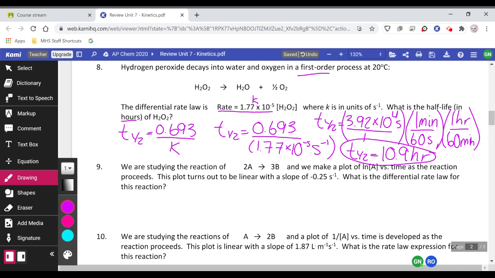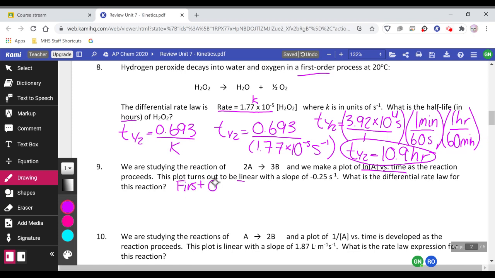Okay, number 9, we're studying the reaction 2A yields 3B, and we make a plot of the natural log of concentration of A versus time as the reaction proceeds. The plot turns out to be linear. Okay, so what does that tell me? Since I plotted natural log of concentration of A versus time, and I got a linear graph, what kind of order is this? It's first order. That's right.